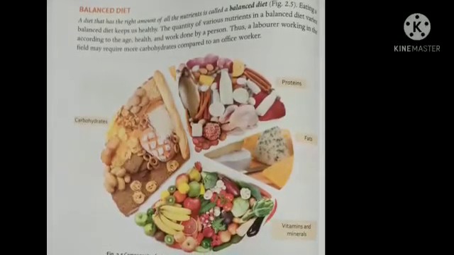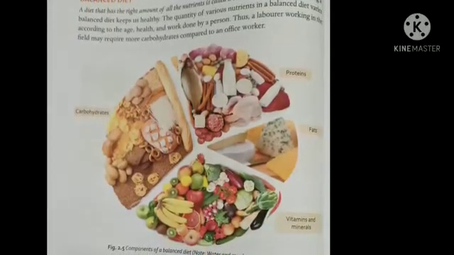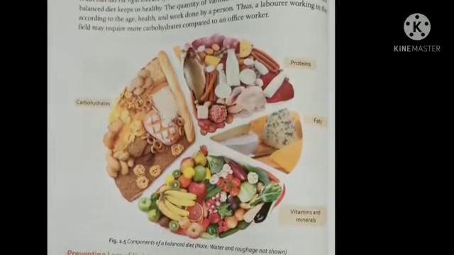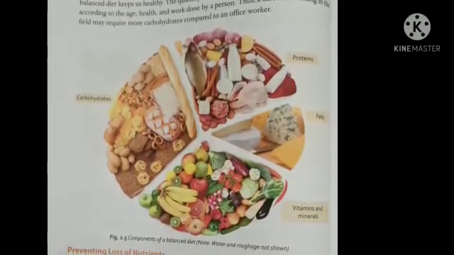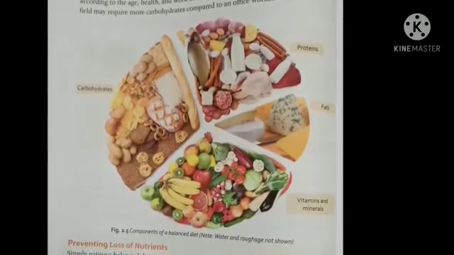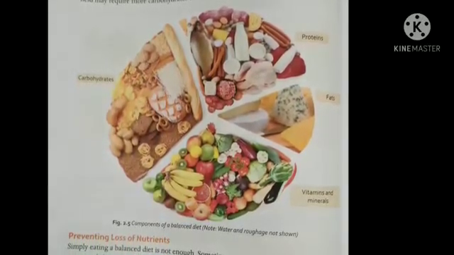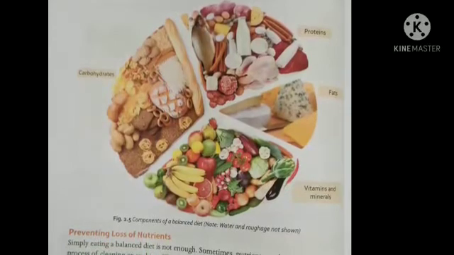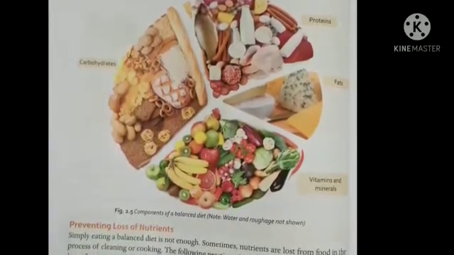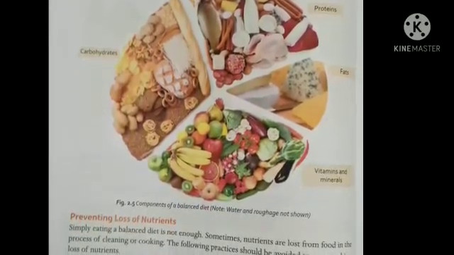Now the next topic of the chapter is balanced diet. So students, a diet that contains the right amount of all the nutrients is called a balanced diet. A balanced diet keeps our body healthy. Now students, according to age, health, working hours, physical work and mental work, the quantity of various nutrients in a balanced diet differs. Persons who do more laborious or physical work need more nutrients than a person who works by sitting in the office.